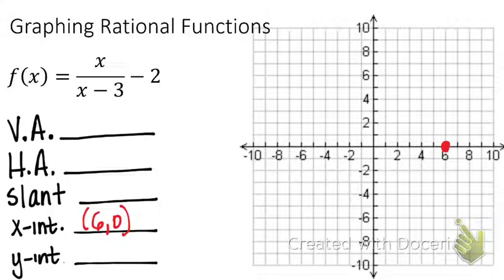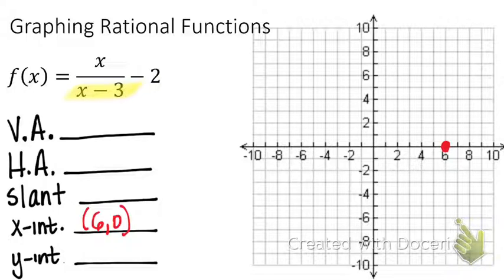What does it say on the pink paper? Where does it say to look for the A? The A stands for asymptote. Where do you look? Denominator. So let's look at your denominator, which is x minus 3. Set that equal to 0. That's your vertical asymptote.